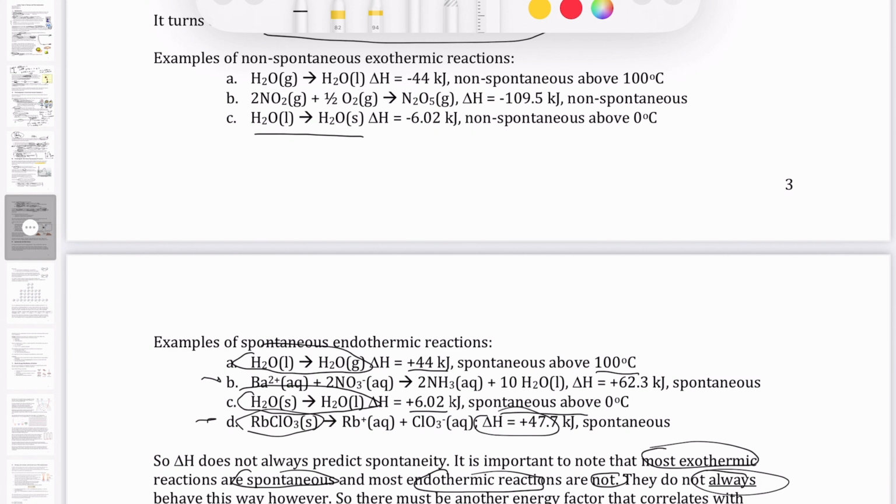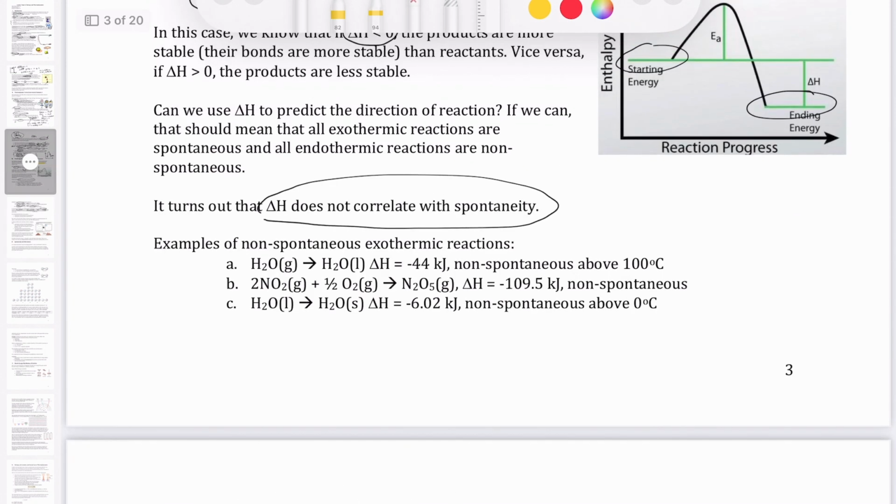Well, because we know that in theory, exothermic reactions are reactions where the products are more stable than the reactant. So we do expect that this reaction should want to happen, right? Because you're forming something that's more stable. The fact that they don't happen spontaneously is curious, and we should see what it is about these reactions that make them not happen spontaneously.